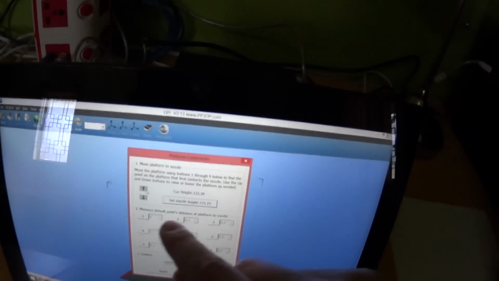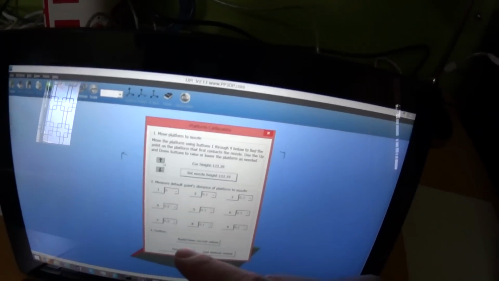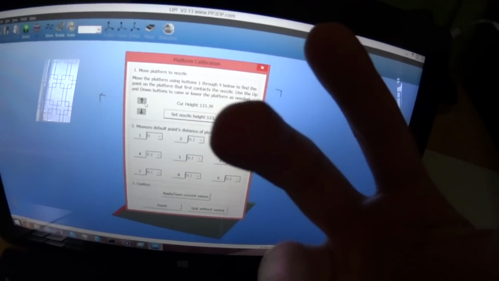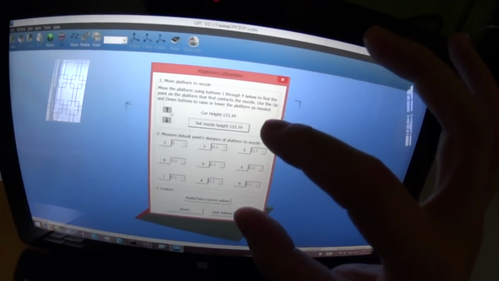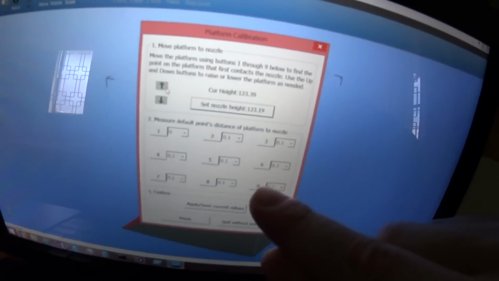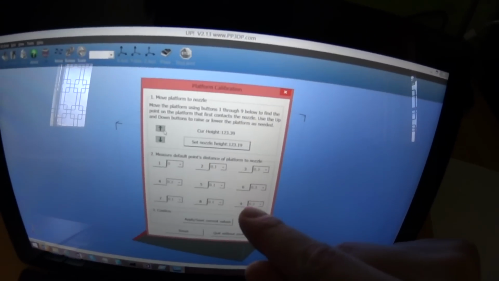Telling it these numbers would allow the printer to print, I suppose the logic is, a base to offset any of the minor height differences.